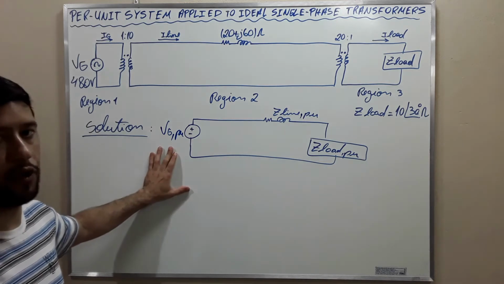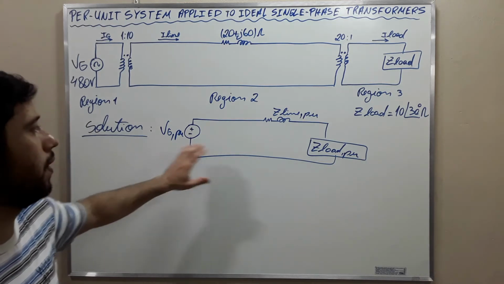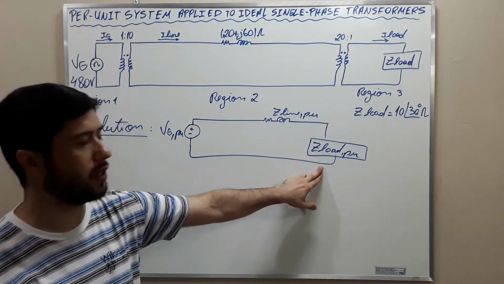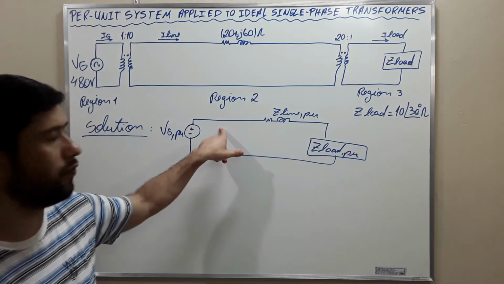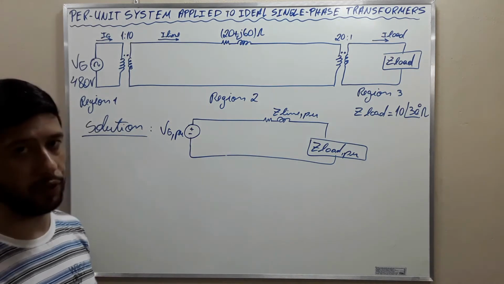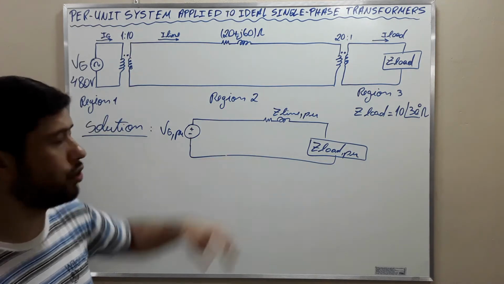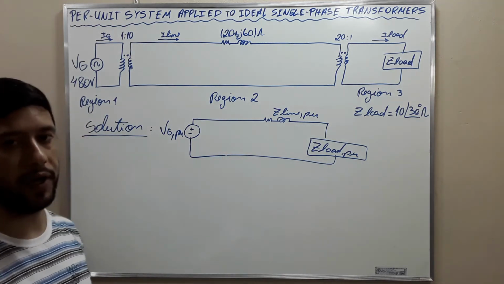Now, the voltage of the generator is written in per unit, the impedance of the line is written in per unit, and the impedance of the load is written in per unit. And we've gotten rid of the transformers. In the per unit circuit, the transformers don't participate.